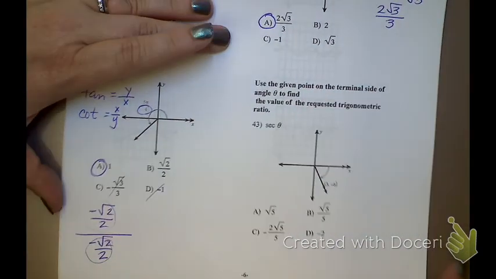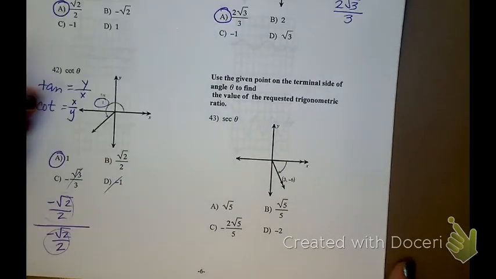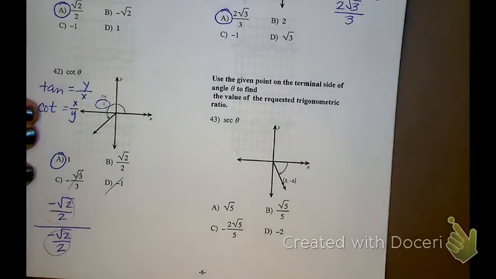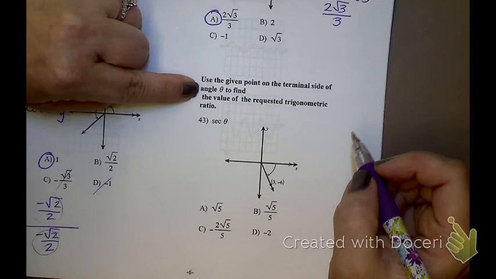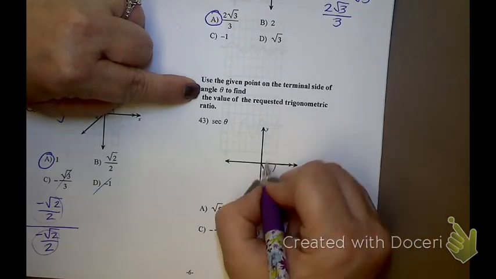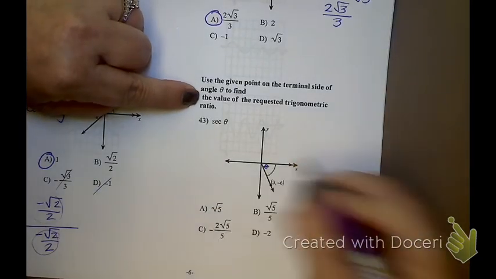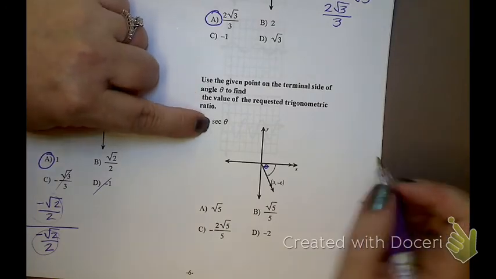Okay, and I think this will be the last one for this set, because after this we go into the graphing of trig, which is just as much fun as this is. I know you're enjoying this. Use the given point on the terminal side of angle theta, so they're calling this angle theta, to find the value of the secant of theta.